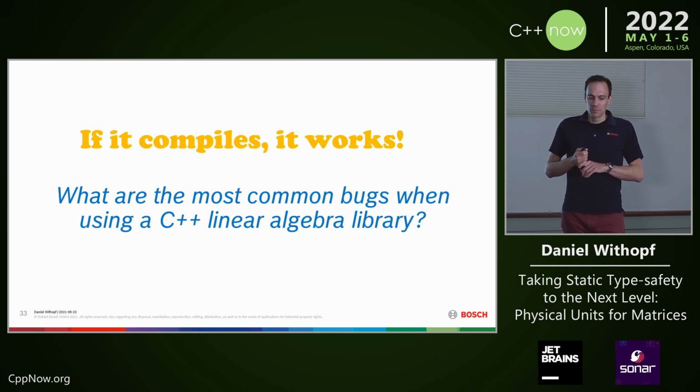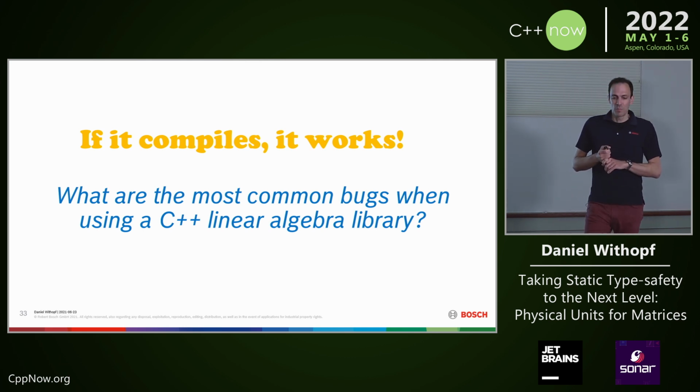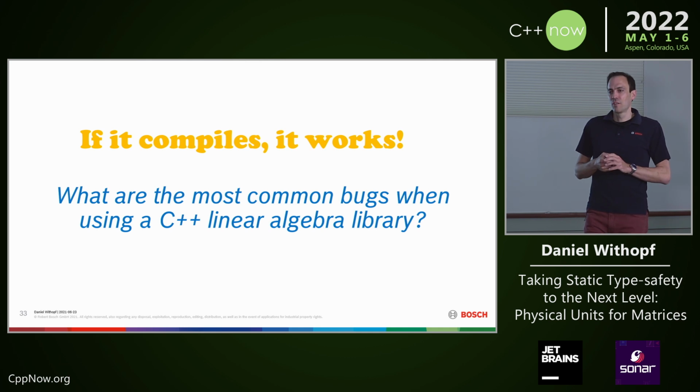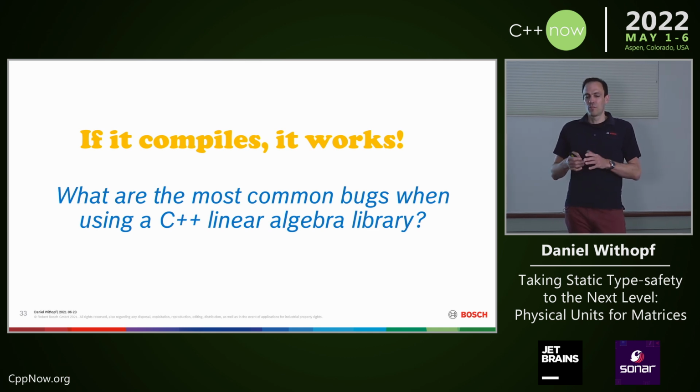Good. Now I want to move back to the slogan from the beginning: if it compiles, it works. So far, we've mainly applied that to the physical and mathematical part of the problem space. But of course, you can also have problems or bugs that arise from the C++ implementation part of your library.